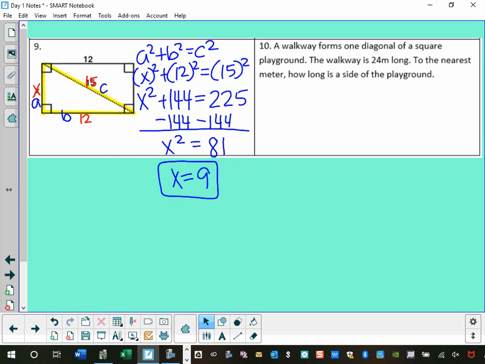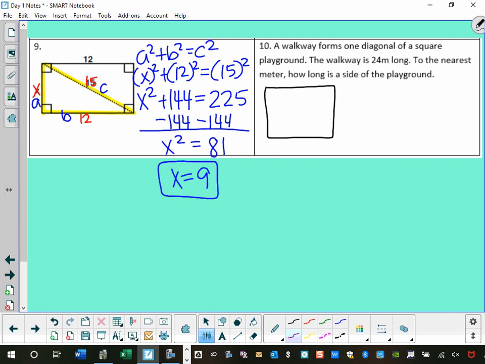All right, let's look at number 10. A walkway forms one diagonal of a square playground. So here's my square playground. My diagonal is here. How long is my diagonal? 24 meters. Yeah, that's 24 meters long. It says to the nearest meter, how long is the side of the playground?